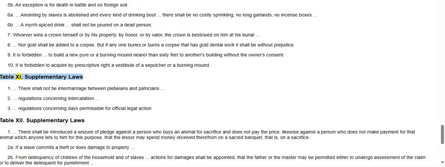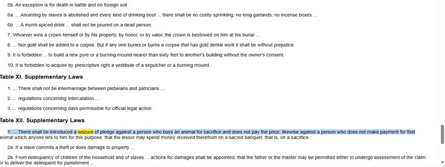Table 11. Supplementary Laws. 1. There shall not be intermarriage between plebeians and patricians. 2. Regulations concerning intercalation. 3. Regulations concerning days permissible for official legal action. Table 12. Supplementary Laws. 1.